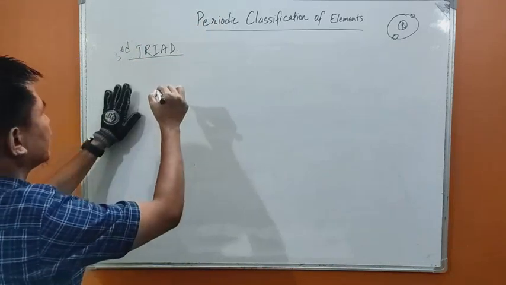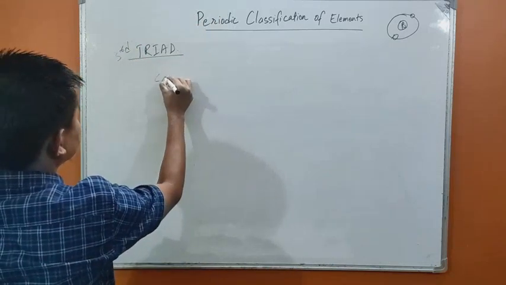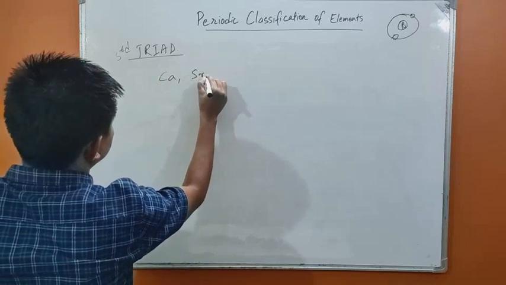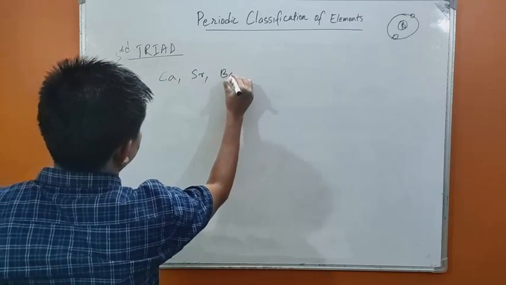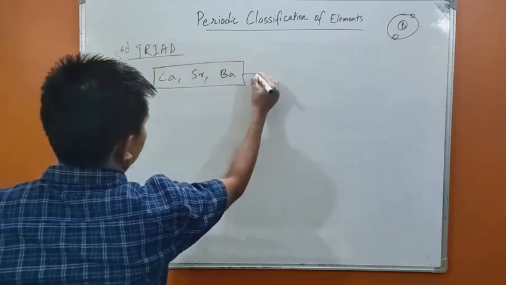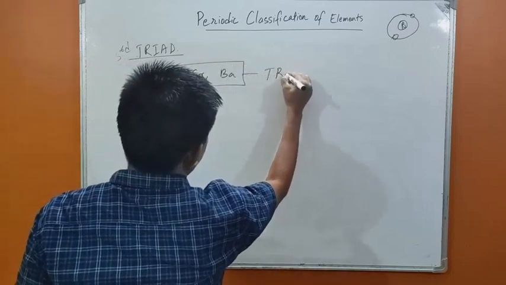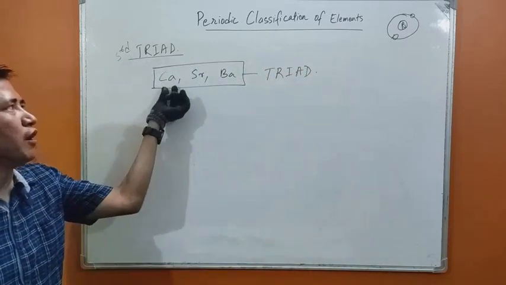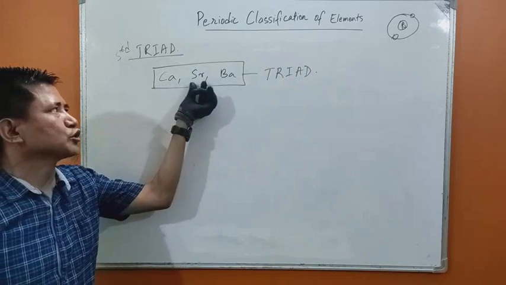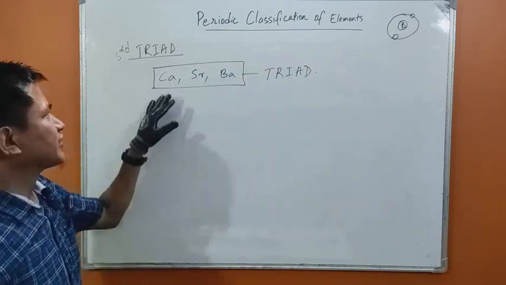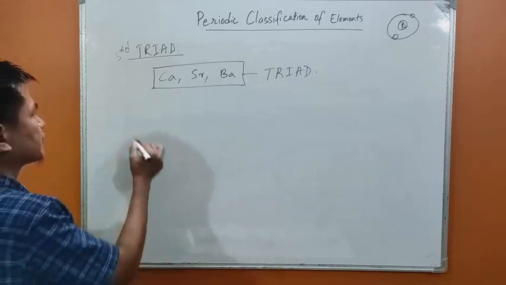He made a group of three elements: calcium, strontium, and barium, and called it a triad. Are you getting my point? Okay, let us write the atomic weights of each element first and then check.